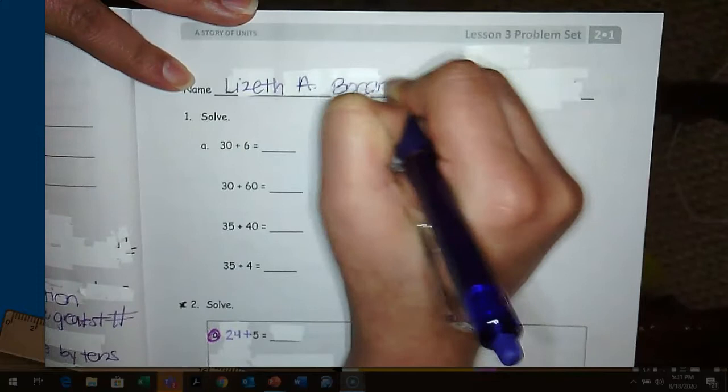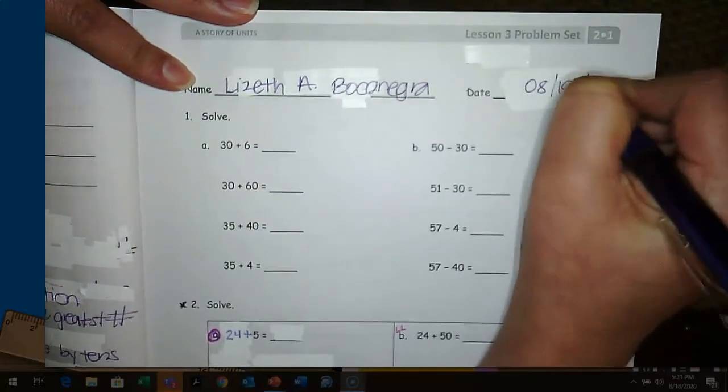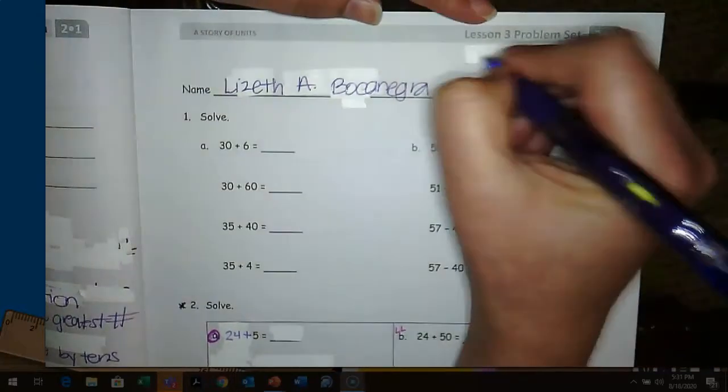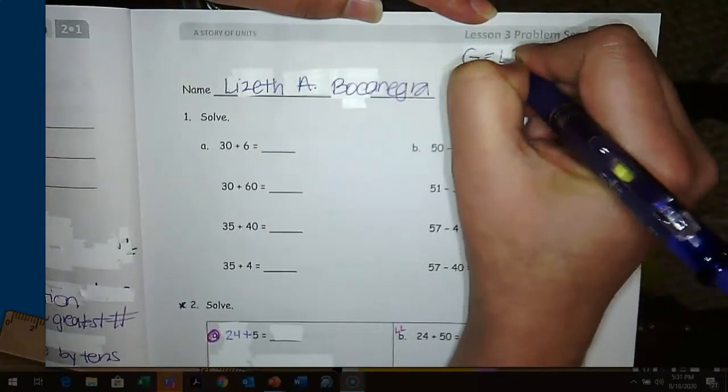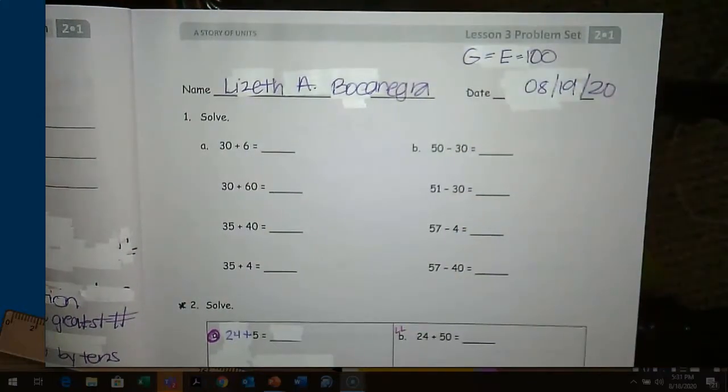Full name with the date is 8/19/20, and idea 57 is the goal, which is goal equals Eureka. I'm going to get a 100 on my annual module. I'm going to wait for all of you to finish writing. I'm going to give you 10 seconds to do that.